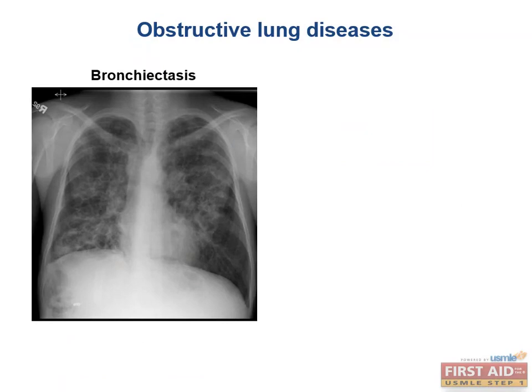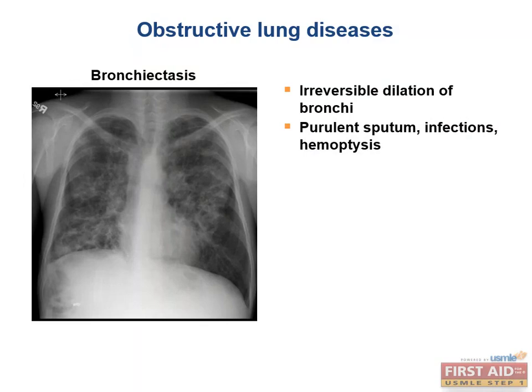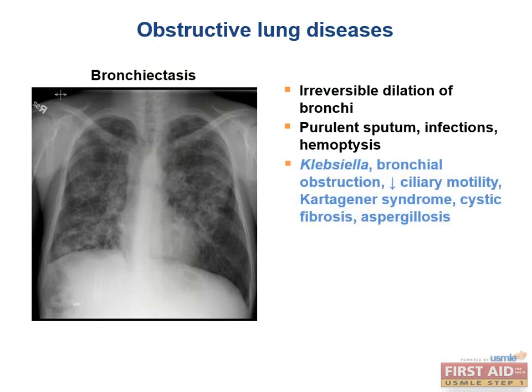Finally, we come to bronchiectasis, which is a permanent, irreversible dilation of the proximal and medium-sized bronchi. This condition may present with purulent sputum, recurrent infections, and hemoptysis. Causes of bronchiectasis include necrotizing infections with bugs like Staph and Klebsiella, as well as bronchial obstruction, poor ciliary motility, Kartagener syndrome, cystic fibrosis, and allergic bronchopulmonary aspergillosis.